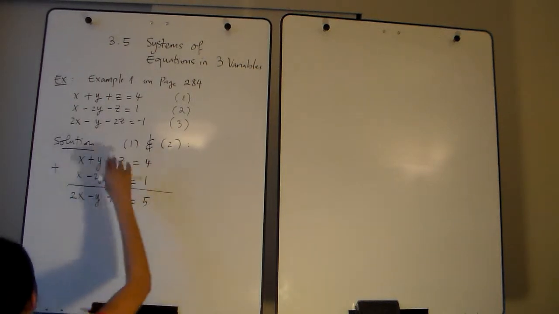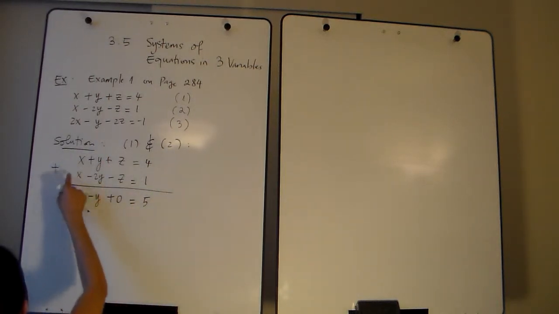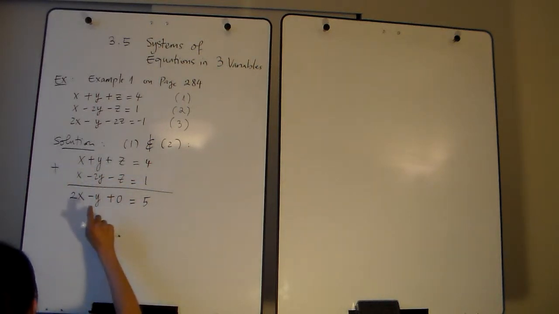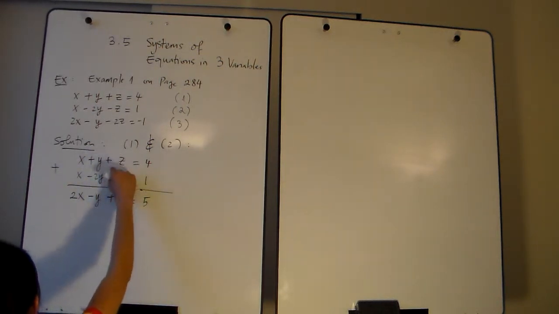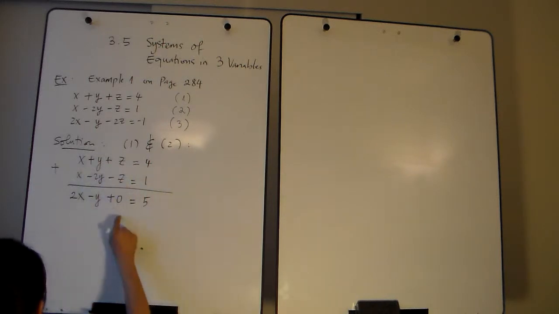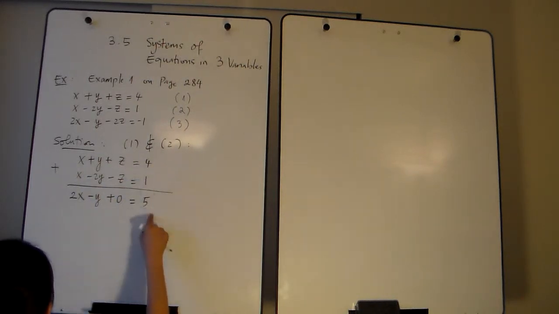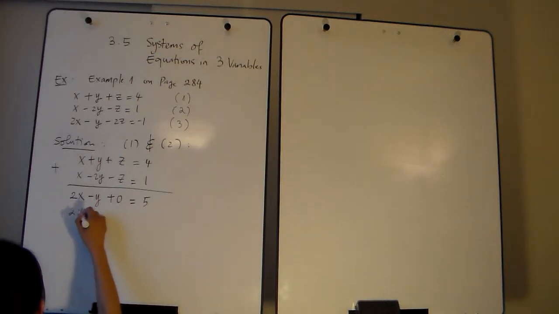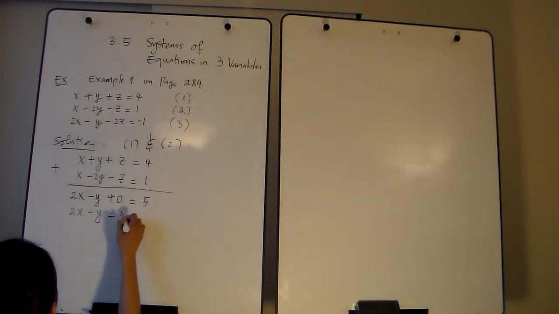I'm adding the two equations, okay? Let's check the math. x plus x is 2x. y plus negative 2y is negative y. z plus negative z is 0. 4 plus 1 is 5. I'm adding. Now simplify further. You have 2x minus y equals 5.